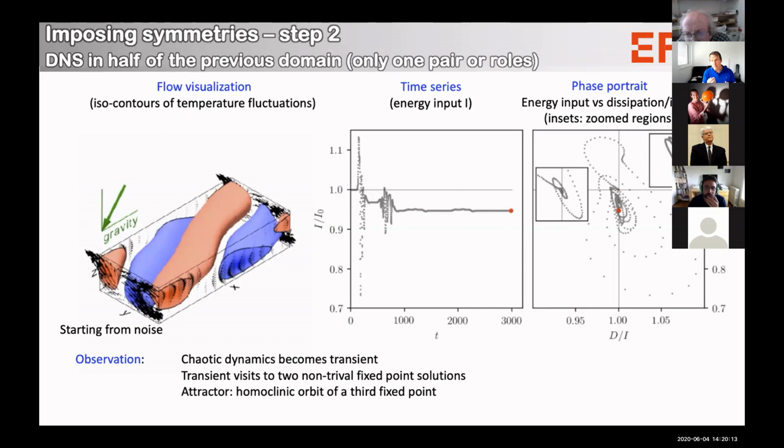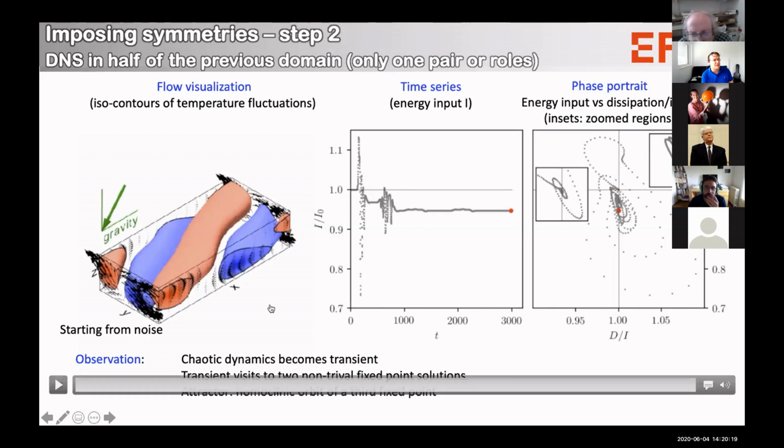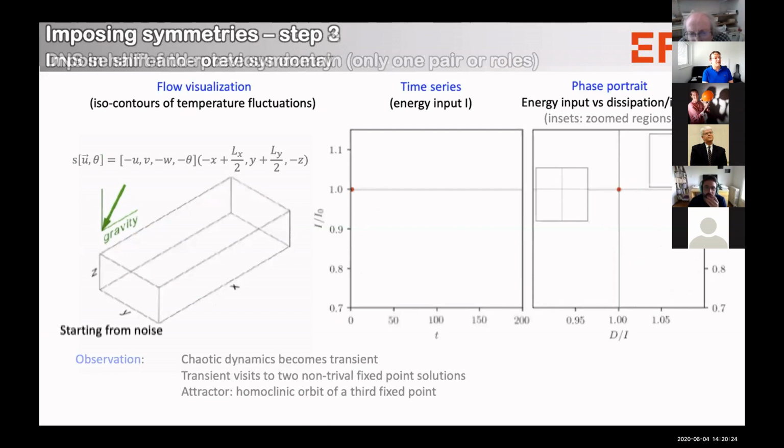So let's put even more symmetry constraints on the system. And I want to put a symmetry constraint on the system which disallows this attractor here. But it turns out that this is also an equivariance of the system. So this is a shift and rotate symmetry.